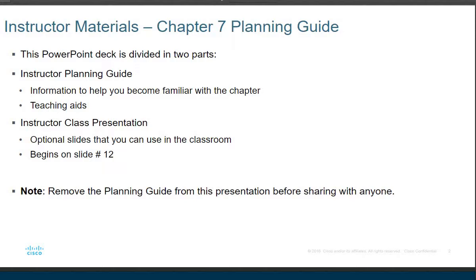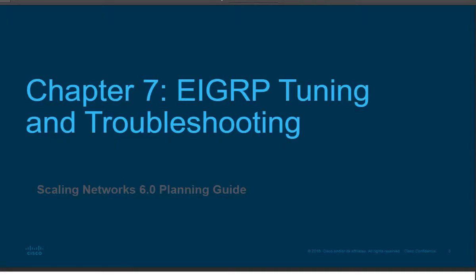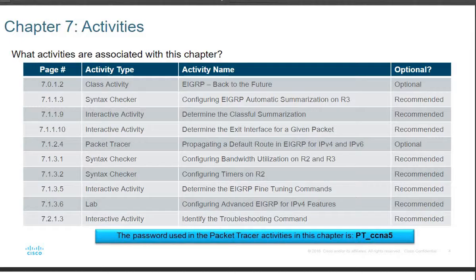Instructor Materials, Chapter 7 Planning Guide. Chapter 7, EIGRP Tuning and Troubleshooting, Scaling Networks 6.0 Planning Guide.